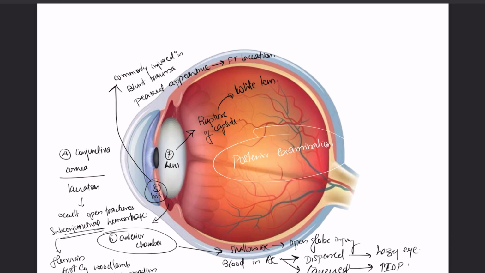And proceeding with the posterior examination, we have to examine the retina, we have to see the red reflex of the retina. If the red reflex is absent, then we have to think of traumatic retinal detachment.